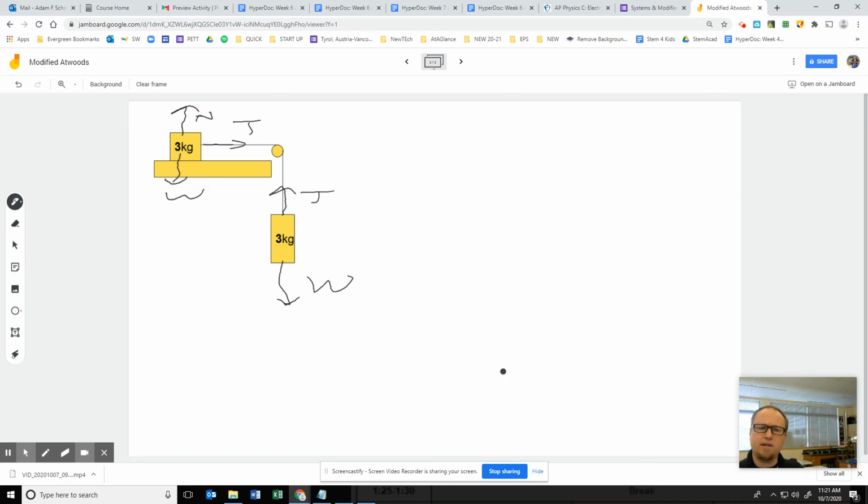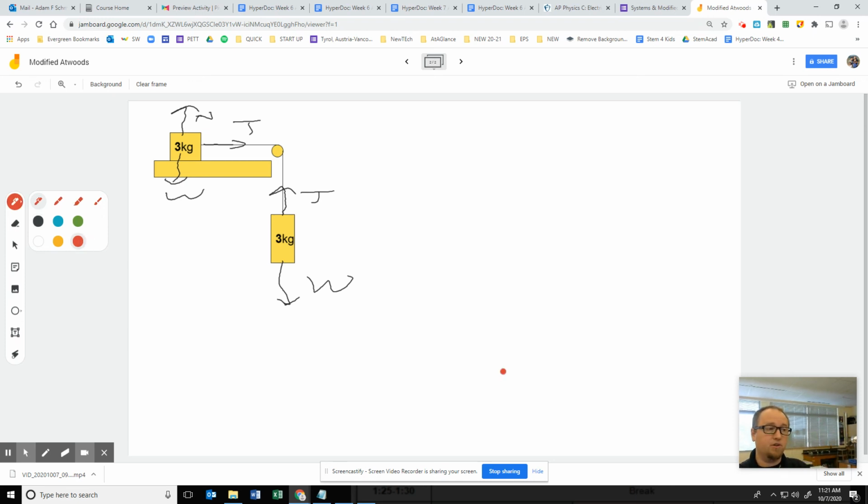Notice that the hanging one doesn't have a normal force. I see it a lot of times where students will draw a normal force on the weight. Normal force means you have a surface pushing. So now let's go through and cross off our forces that are canceling each other out.